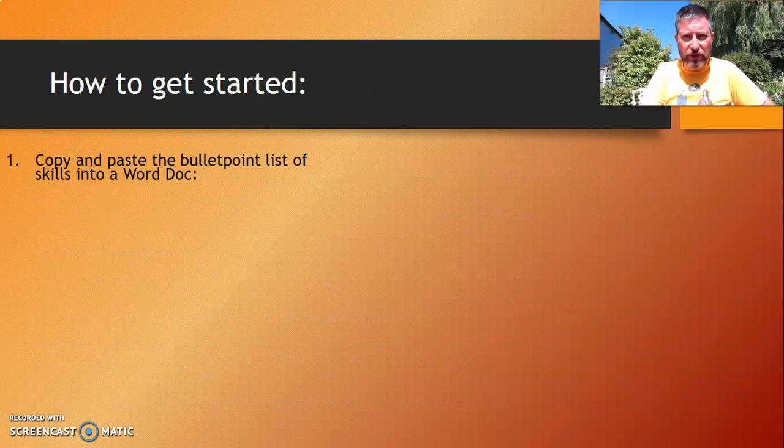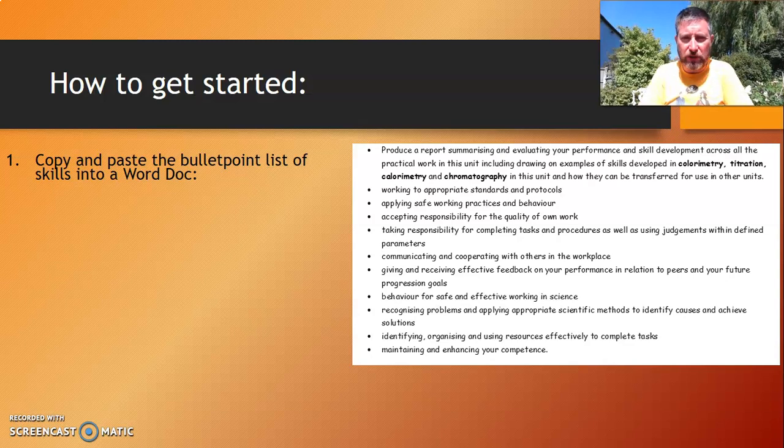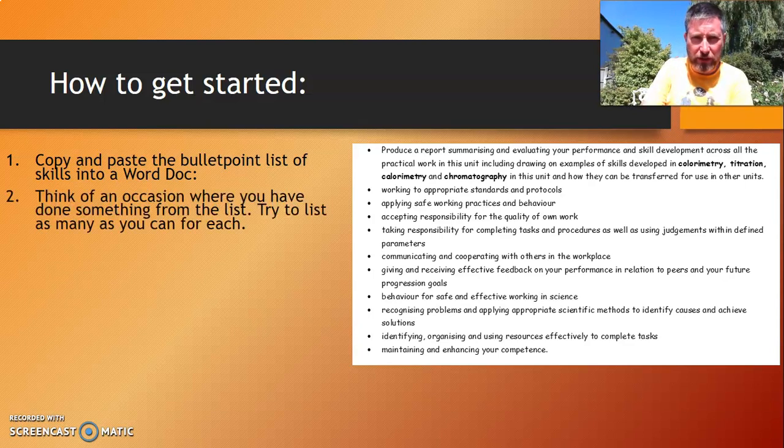Right, to get started, number one, I would get a Word document and I would copy and paste those skills into it. Just copy and paste that directly from the task into a Word document. What you need to do is demonstrate you've met every single one of those with examples. So think of an occasion when you've done something from the list, and if you've done more than one thing, list more than one thing. So this is literally at this point just a great big bullet pointed list. It's not an assignment yet, but it's collating all of that information.